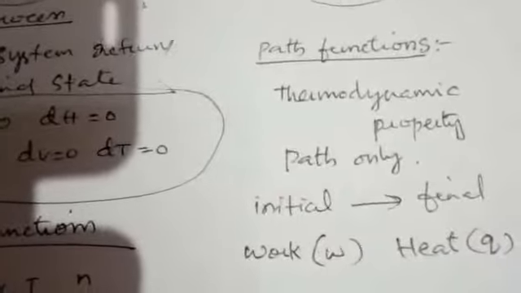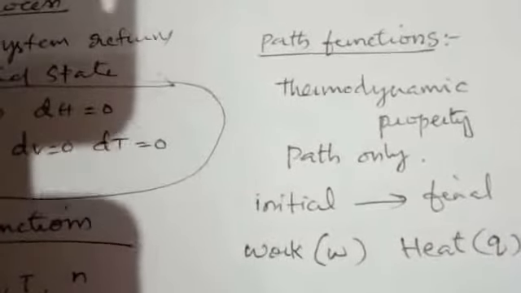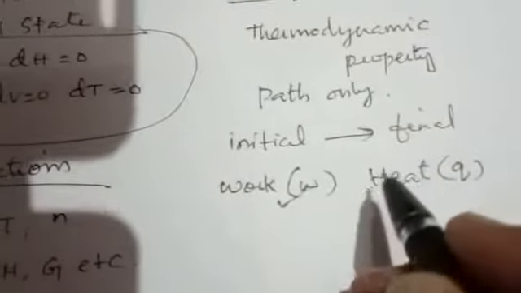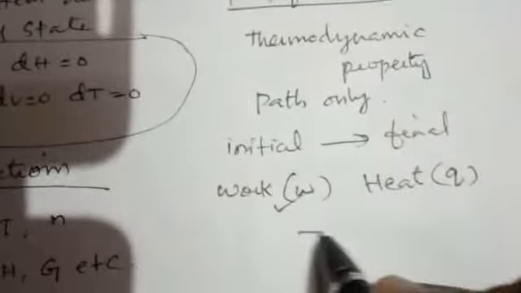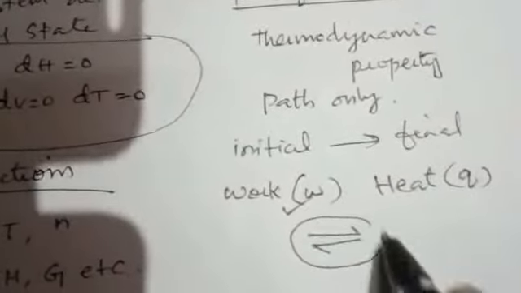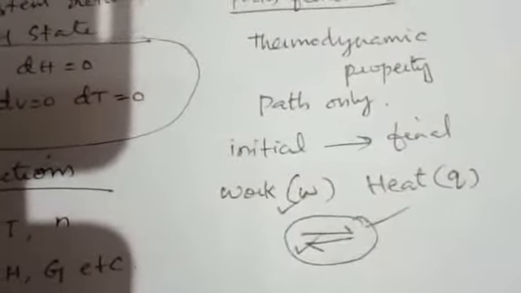Work will have different values when the process is carried out reversibly and irreversibly. Work can be reversible and irreversible, and it also follows equilibrium: the forward reaction also follows, and the backward reaction also follows.